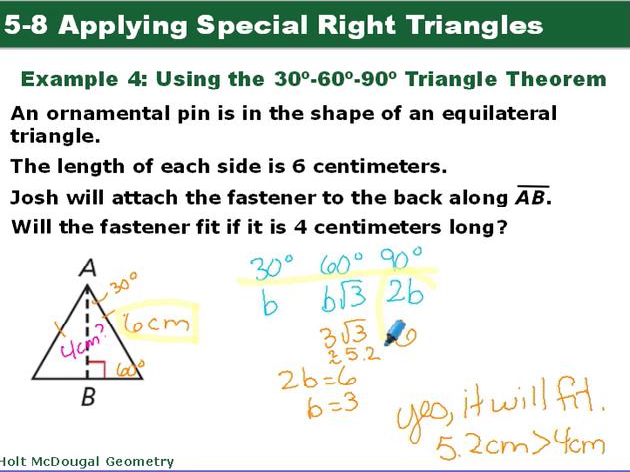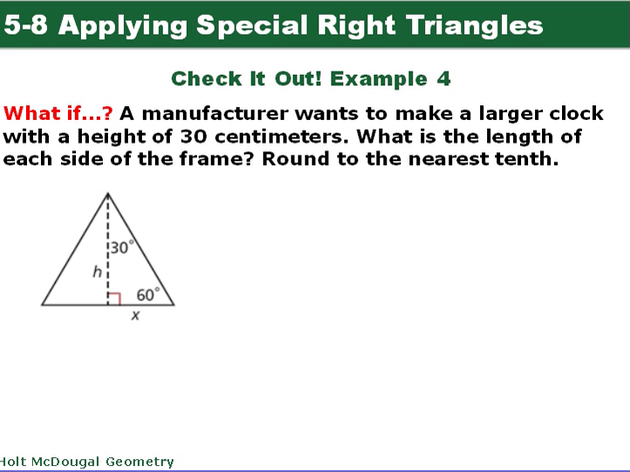So again, here's our equation, so we can solve for B. 2B equals 6, or B equals 3, which means the length of this side is going to be 3 square root 3, or about 5.2 centimeters. We're looking at a fastener 4 centimeters long, and so in this case, yes, it will fit, because 5.2 is greater than 4 centimeters. So that fastener will work. Yay! All right, so you're going to try this one.